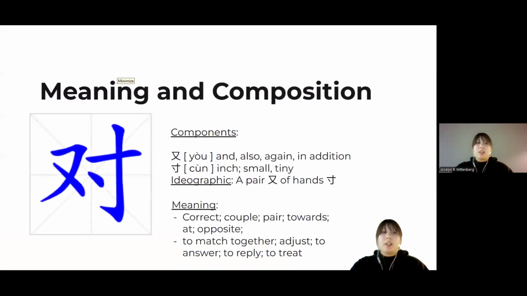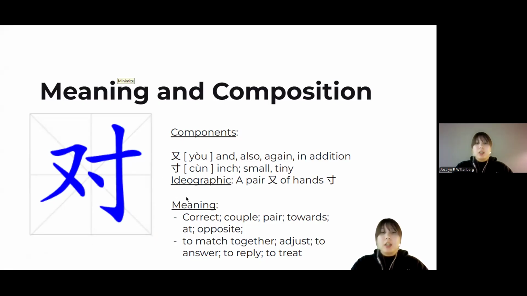So looking first at its main composition, it's composed of two different components: yo, which means and or again, and sun, which is inch, small or tiny. As we can see on the left-hand side, it's an ideograph comprised of yo, which means a pair, and then a hand, which is sun in this case. You'll see it more in the pictographs later on, which is like, again, a pair of hands.